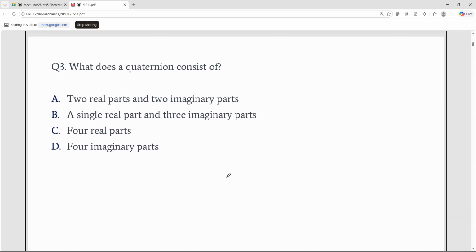Next question. What does a quaternion consist of? Option A, two real parts and two imaginary parts. Option B, a single real part and three imaginary parts. Option C, four real parts. Option D, four imaginary parts.